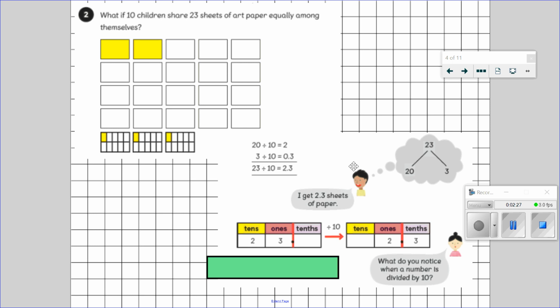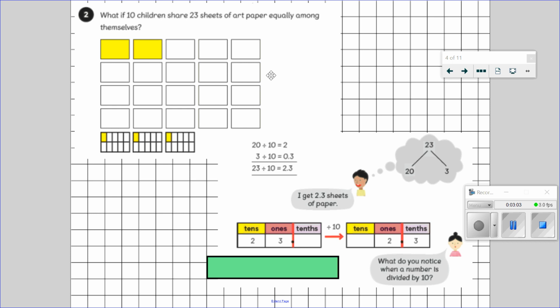Now Ravi here has had an idea. He's partitioned the number into tens and ones. 23 has given us 20 and 3. Now he knows that 20 divided by 10 is 2. And then he just needs to split the 3 into tenths, just like we did with the chocolate bars, giving us 0.3. Then he can put it back together. 2 plus 0.3 gives us 2.3.